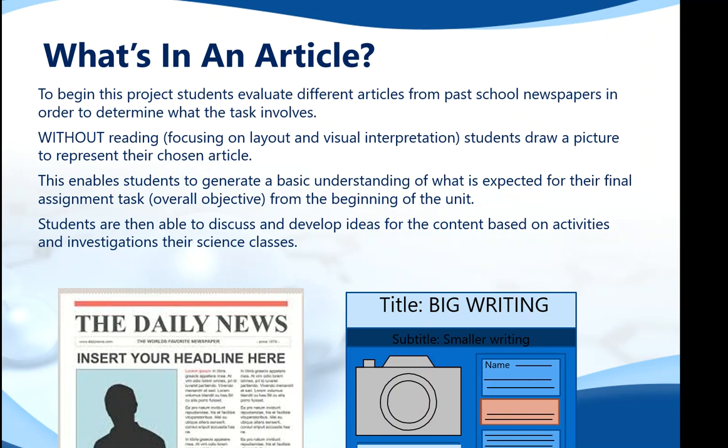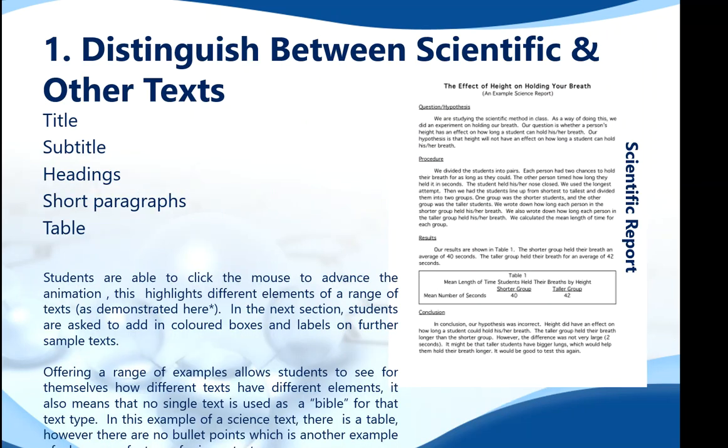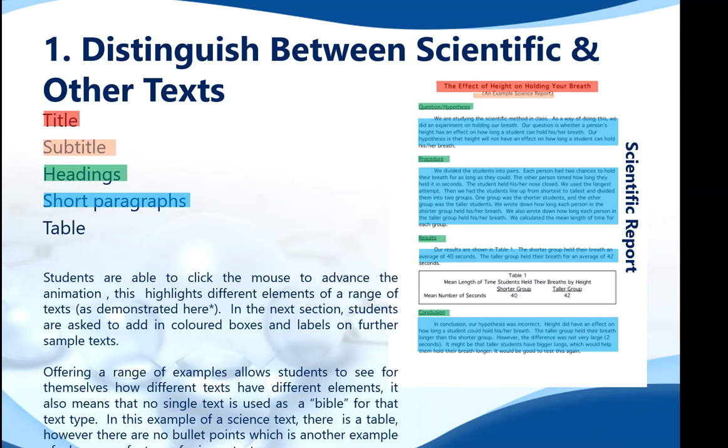She thought, okay, well, I'll compare a newspaper with a science report, just to show children the difference. So when you scroll through it, distinguishing between scientific and other text, she's looking at the concept of a title, subtitle, headings, short paragraphs, table. You could look at anything, whatever you wish, but I'm showing this to you because it is so much fun. A scientific report has a title, a subtitle, headings, short paragraphs, and may have a table.